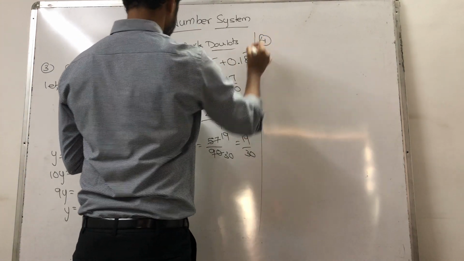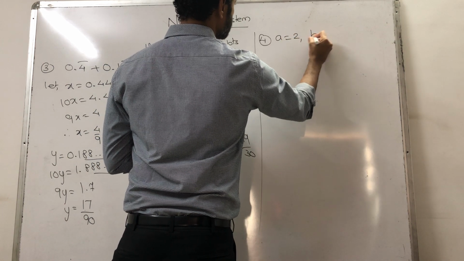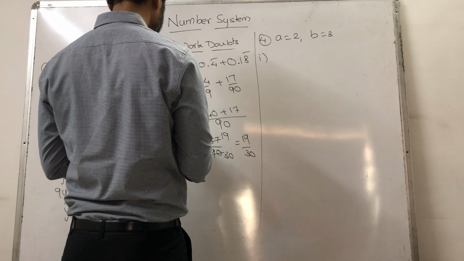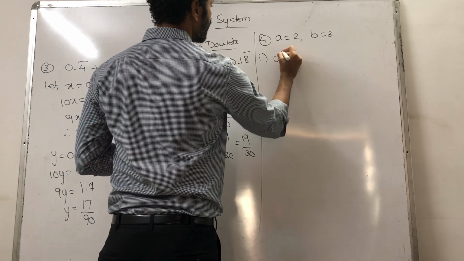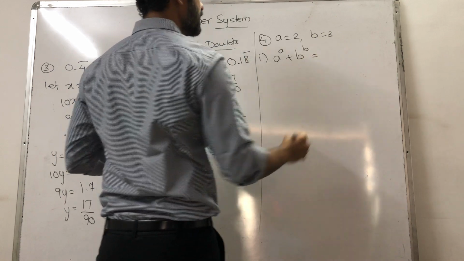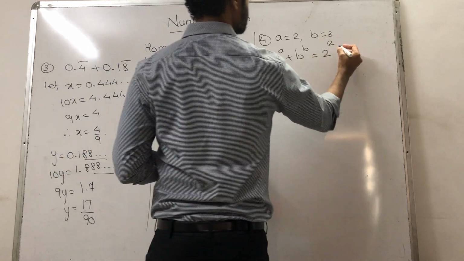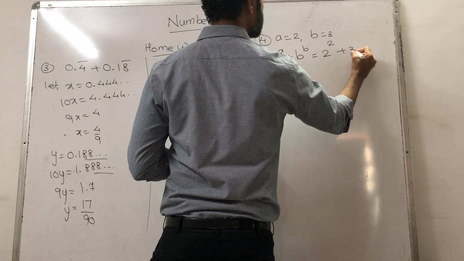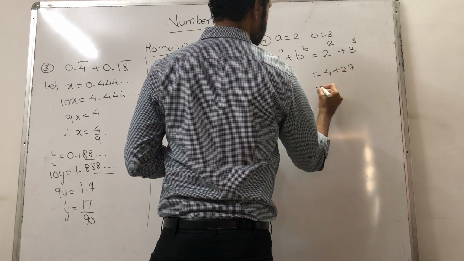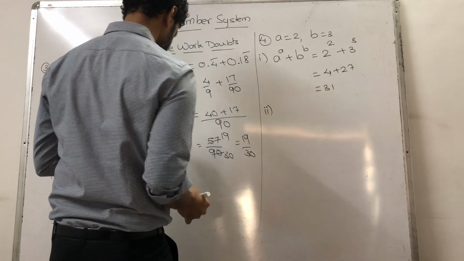Fourth sum. In the fourth sum, they have given us that the value of a is 2 and b is 3. They have asked us to find the value of a raised to a plus b raised to b. Therefore a is 2, so a raised to a will be 2 squared. b is 3, b raised to b will be 3 cubed. This is 4 plus 27, which is 31. This is the first sum.